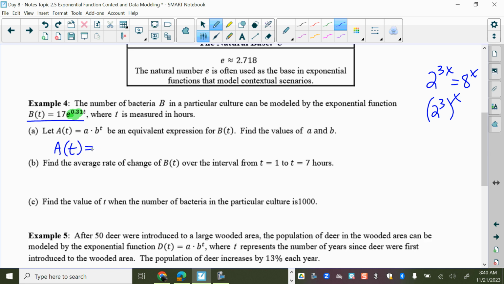Now, if there was a number in front, like a 5 in front here, it doesn't disturb the 5, right? It doesn't disturb the leading coefficient, I guess you could say. So 17 is going to stay, and basically I'm going to say that I have e to the 0.31 t. Okay?